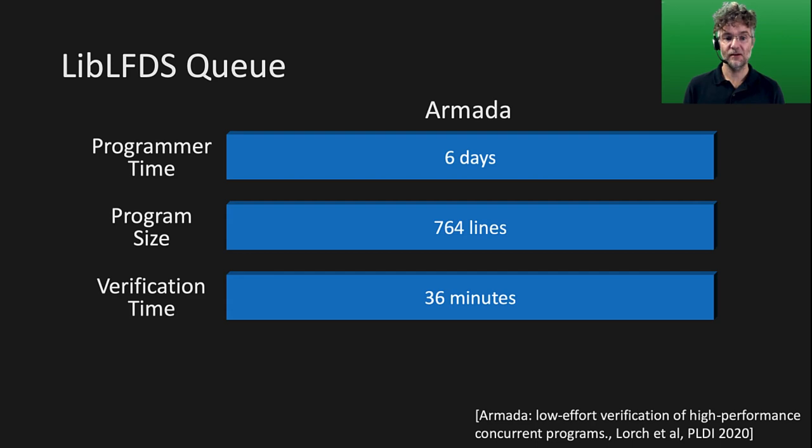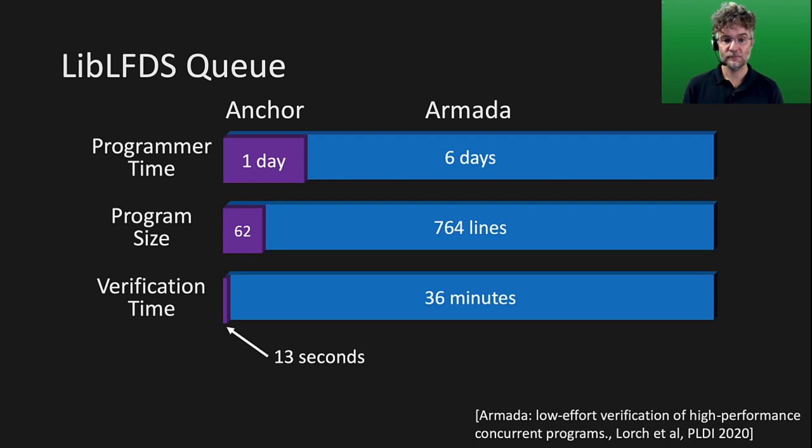The authors of Armada report spending about 6 person days implementing the queue data structure. It required about 760 lines of implementation, refinement code, and proof sketches. And on our test machine, it requires about 36 minutes to verify that code base. In contrast, we took only about a person day of time in Anchor to implement the queue. The code and the spec together in Anchor is only 62 lines of code, and we can verify that in 13 seconds.